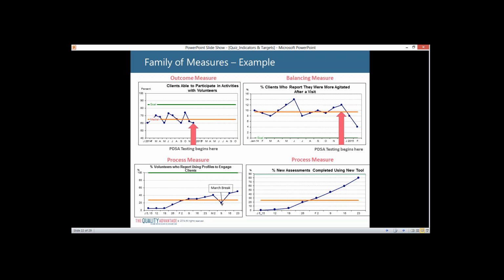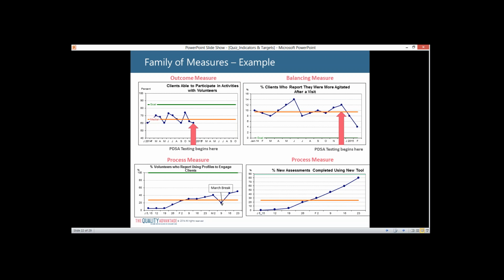On the bottom half are two process measures. So the first one is the percentage of volunteers who report using profiles to engage clients. So there are these profiles that are being developed that give background information to help the volunteers know a bit more about these individuals and what they like, and so giving them tips on how to engage better with them. And we can see that this process measure was on a steady incline, and it took a dip, and it's useful for the staff then to reflect on why did that happen, and they realized that actually that was the week of March break.